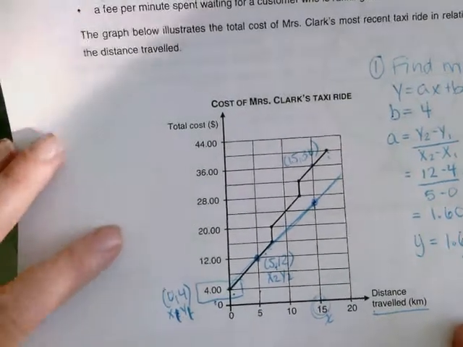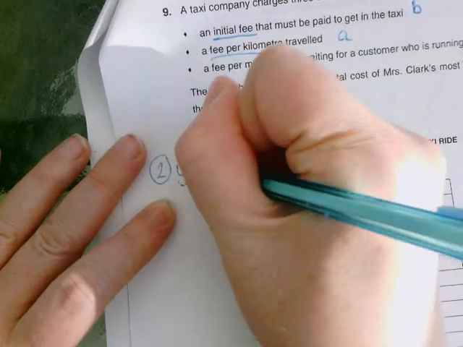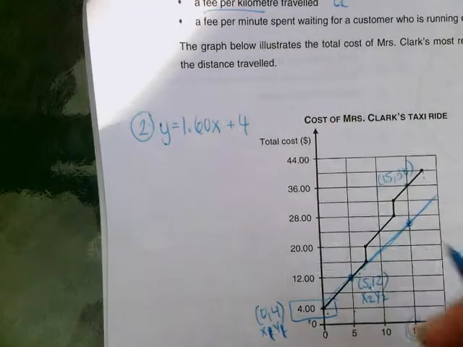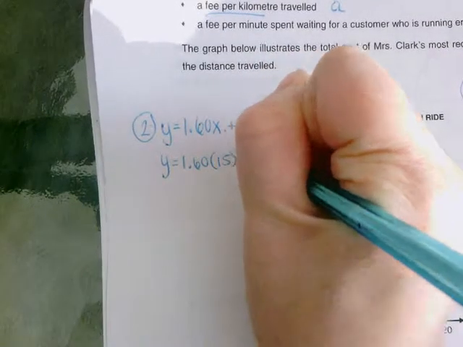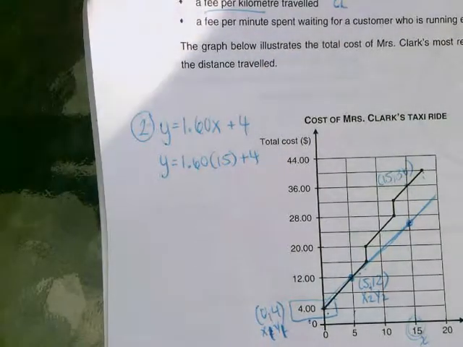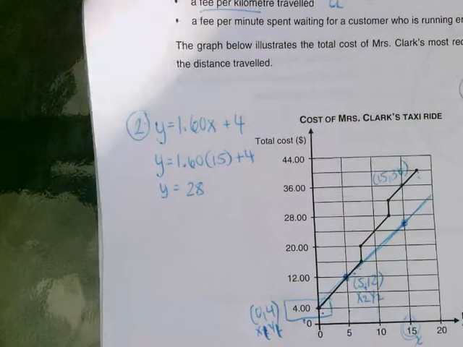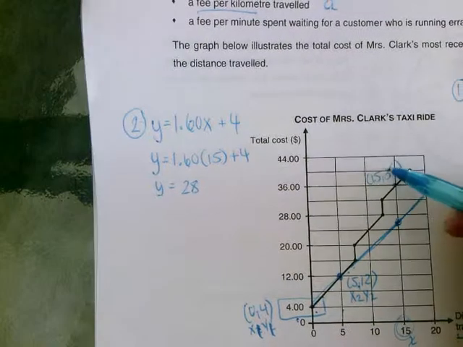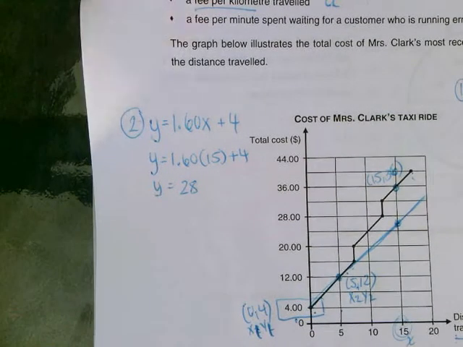So I'm going to do it a little bit on this side. Again, I'm just copying the same formula that we were just using. So it was Y equals $1.60 X plus 4. Use the 15 as the X. So Y equals $1.60 times 15 plus 4. If you plug that in, you should get Y equals 28. So it was supposed to cost $28 to travel 15 kilometers. However, if we look on the graph right here, she paid $36 at this point. So she's getting charged $36 to go 15 kilometers.